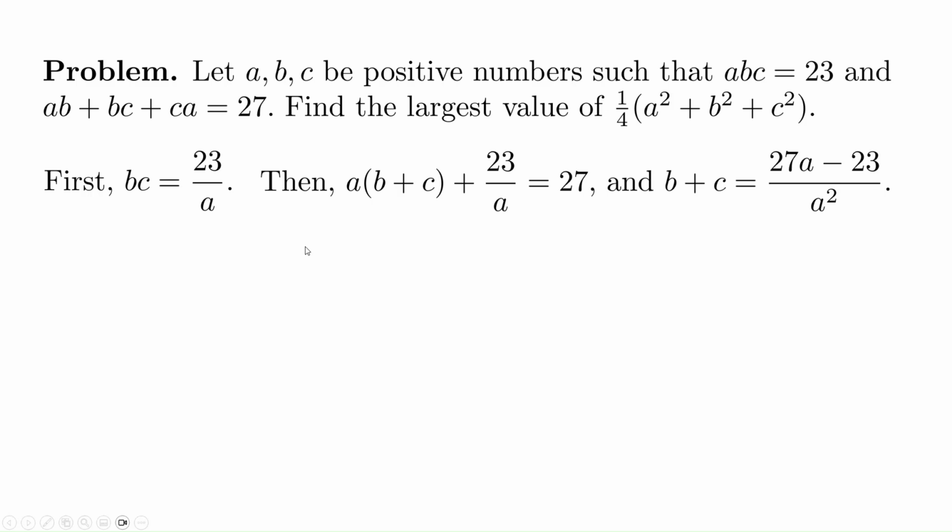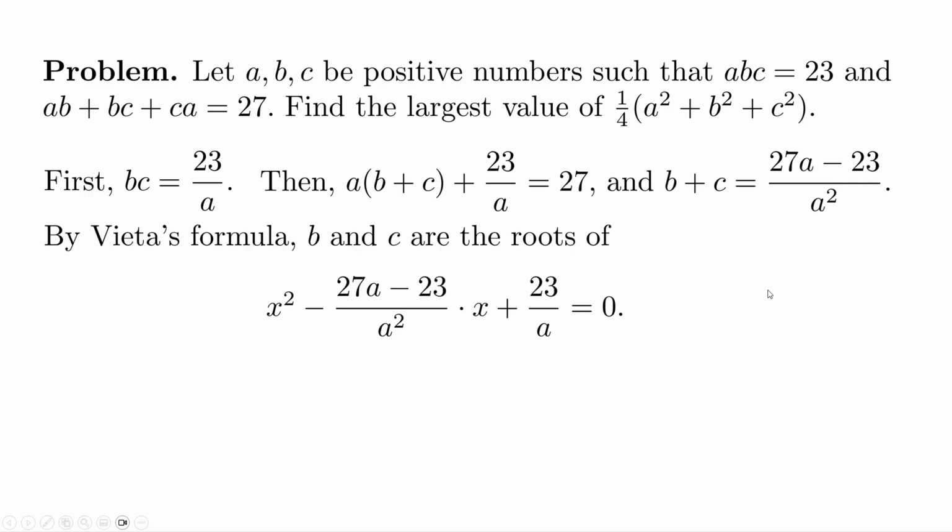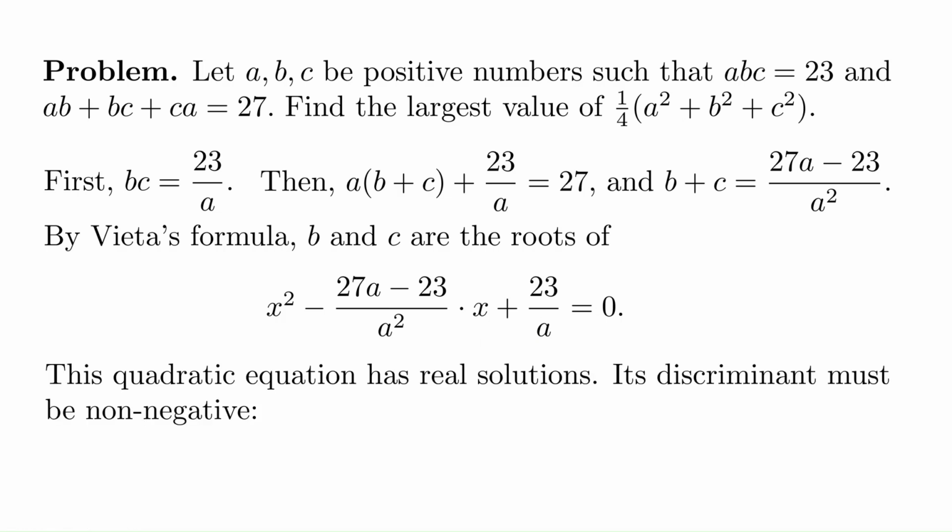Now, we have b times c in terms of a and b plus c in terms of a. By Vieta's formula, b and c must be the roots of a quadratic equation, x squared minus ((27a minus 23) over a squared) times x plus 23 divided by a equals 0. This quadratic equation has real solutions b and c, so its discriminant must be non-negative.